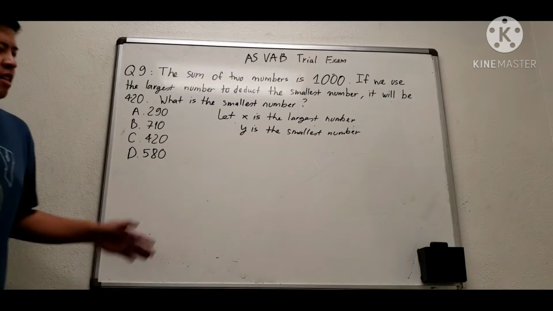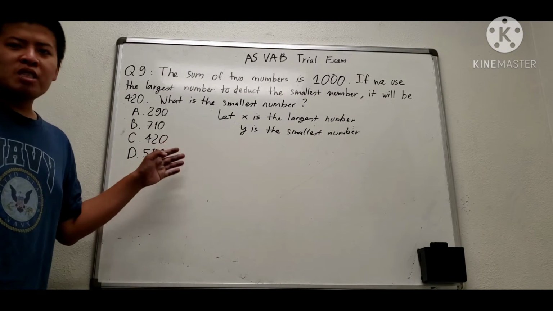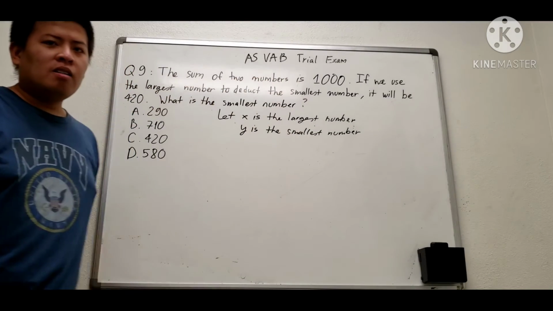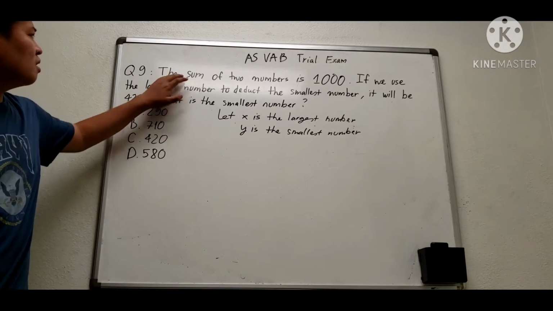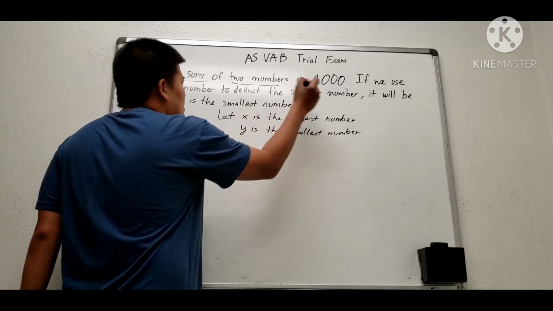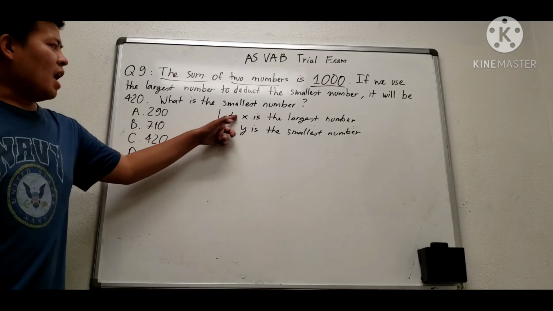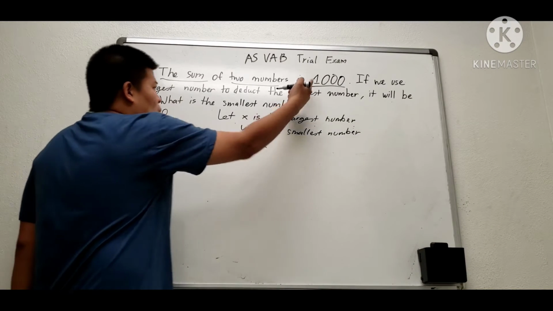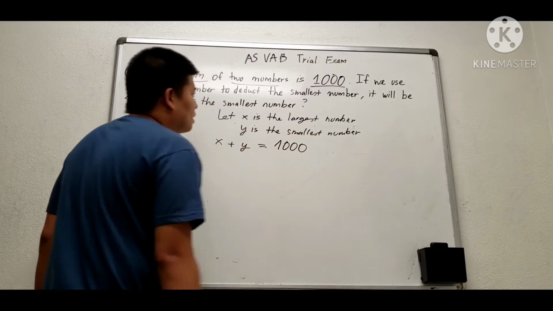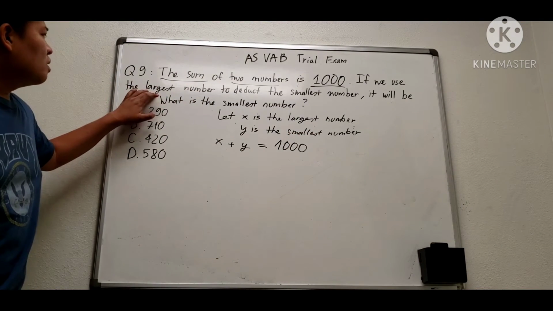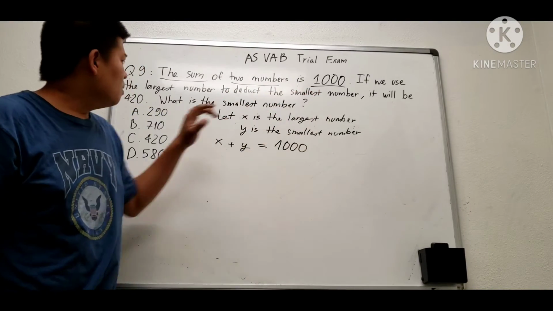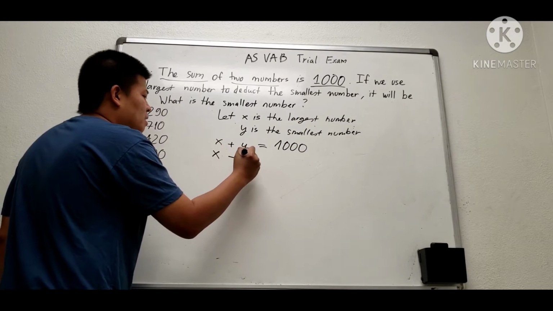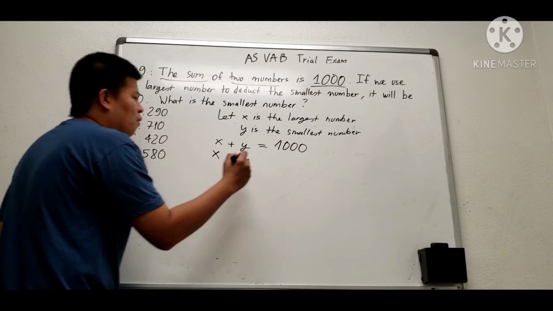So on the ASVAB, if you have scratch paper, you just write S and Y first, and if you have the information here, you just follow it. First, the sum of two numbers is 1000. This means S plus Y is the sum, and it equals 1000. The next one, the largest number minus the smallest number is 420. This means the largest minus the smallest number equals 420.